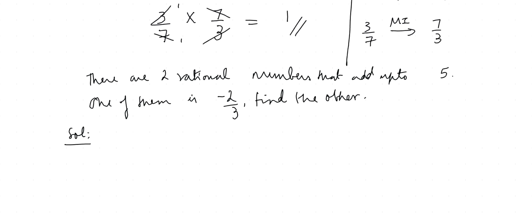But here you can directly say one of them is minus 2 by 3. Do I know the other? I don't know. I have to find it out, isn't it? So let that other number be x or whatever variable. Now that you know a fair bit about algebra from last year, I thought I can use x.